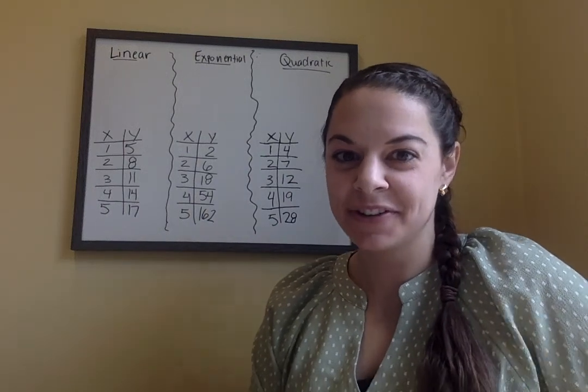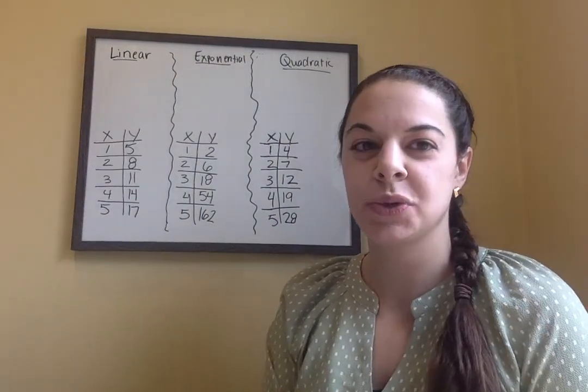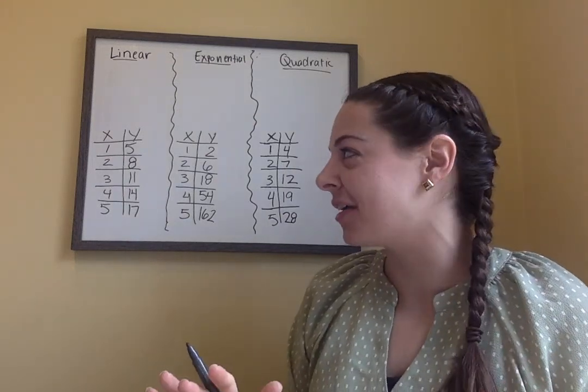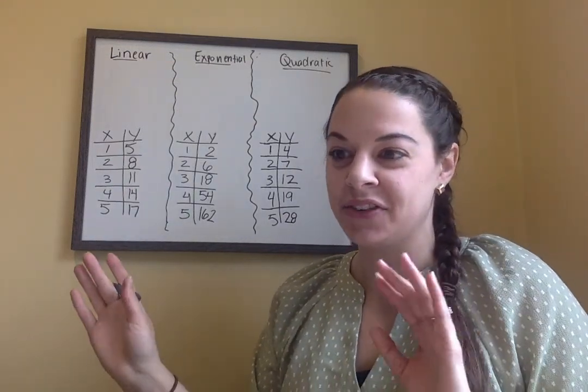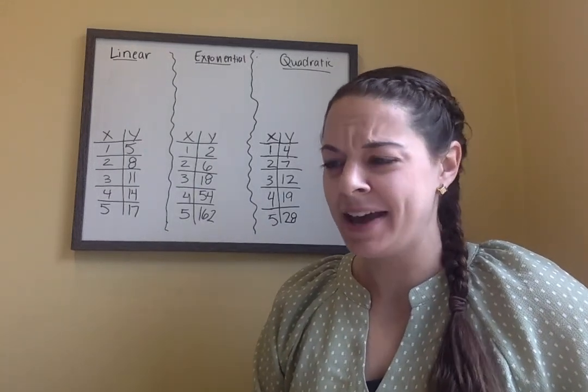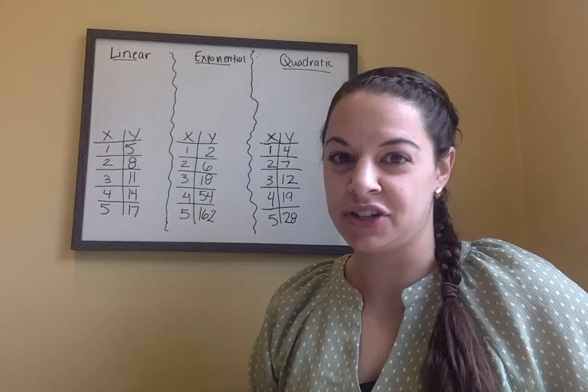Our last topic for today is about looking at the differences between linear, exponentials, and quadratics. I know that they look the same sometimes on tables or sometimes if you're given a list of numbers, but there's a pretty easy way to tell the difference between them, and it's really just looking at the rate of change for all of them.